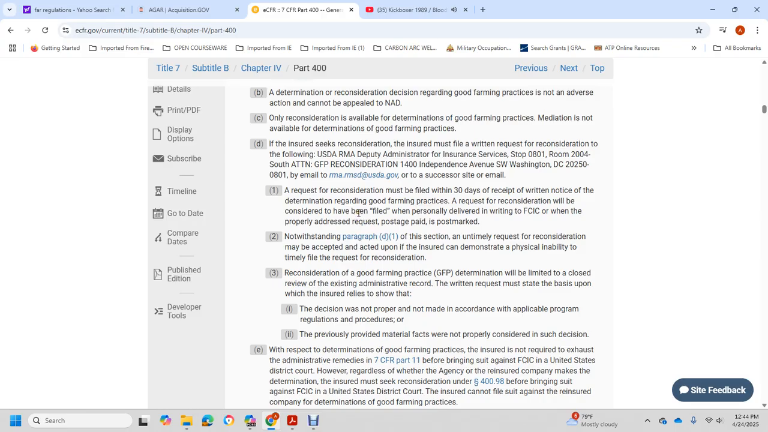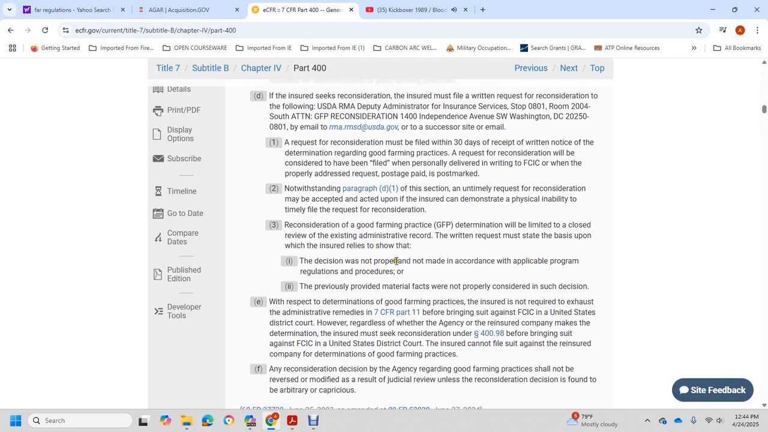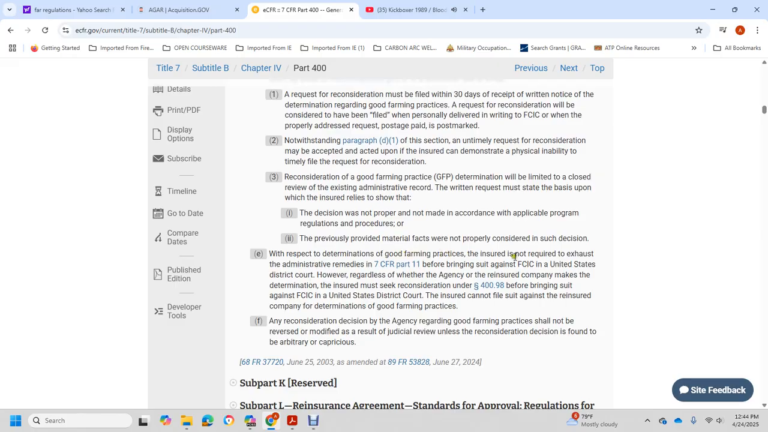Act with the plan, ensure, demonstrate the physical ability, timely file the request for reconsideration of a good farming practice determination. It is limited to a review of the existing administrative record. The written request must state the basis upon which the insured relies to show that the decision was not properly made in accordance with the applicable program regulations, or that previously provided material facts were not properly considered in such decision. With respect to determining good farming practice, the insured is not required to exhaust administrative remedies under Title 7 of the CFR Part 11 before bringing suit.